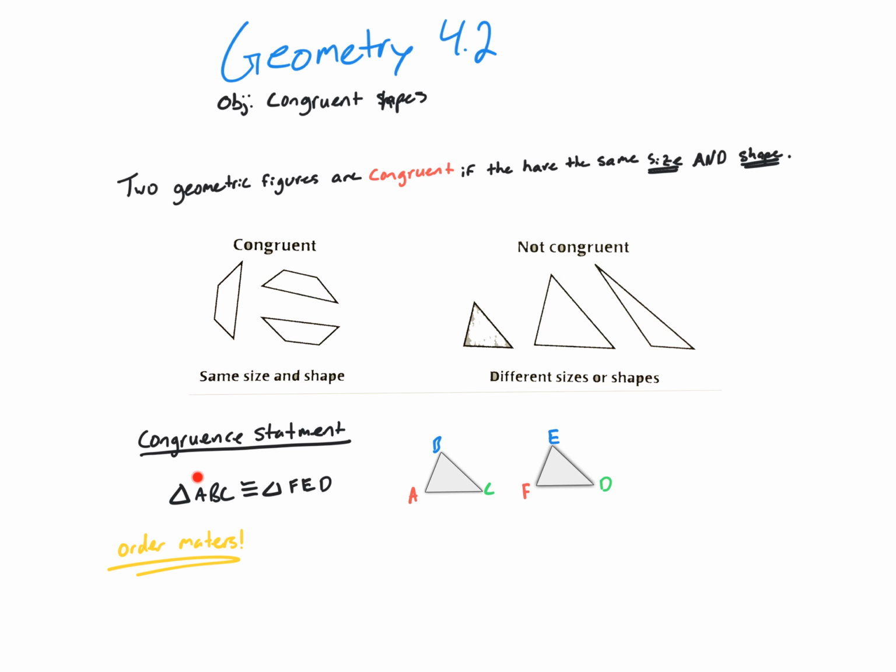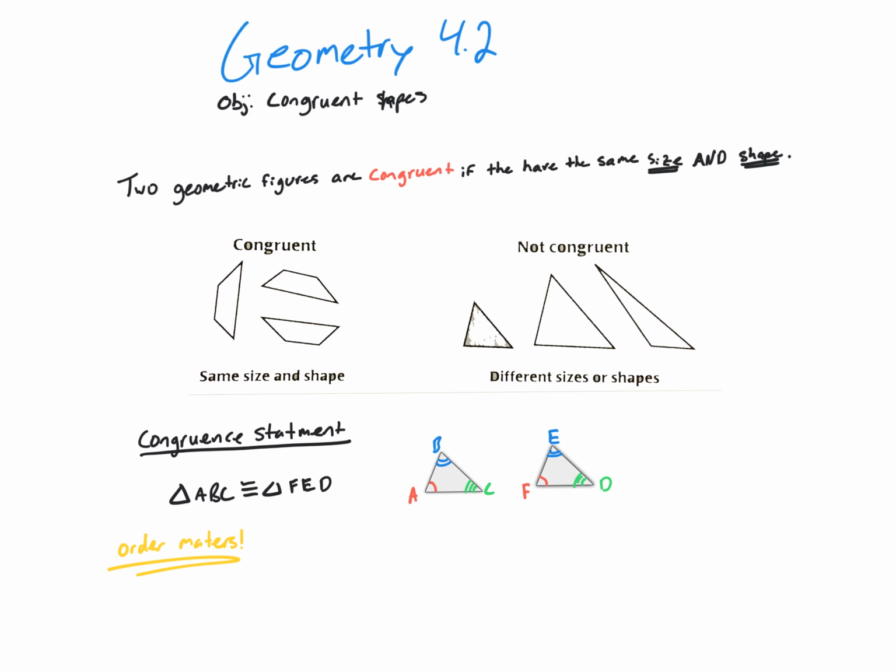So this is saying that angle A is congruent to angle F. So this angle is the same measure as this one. And that B is the same thing as E. So this angle is the same one as this one. And then C is the same as D. This one is the same as that one.